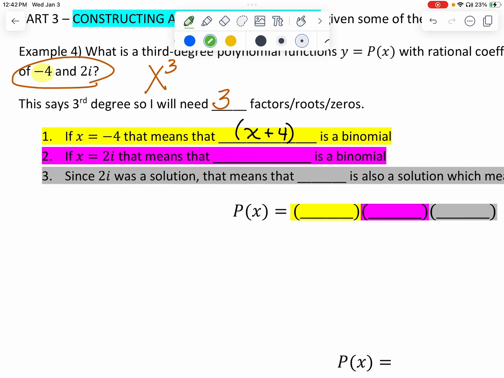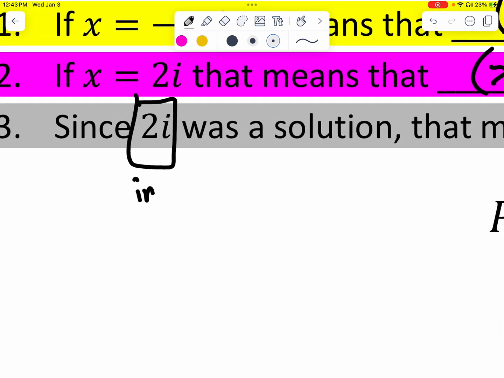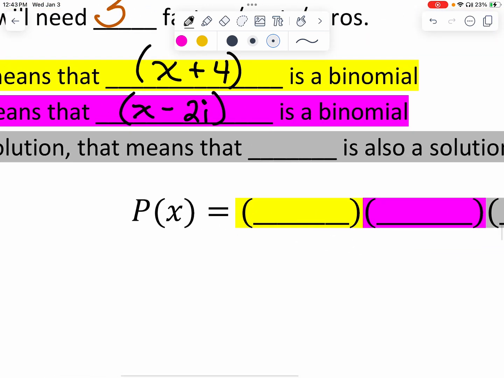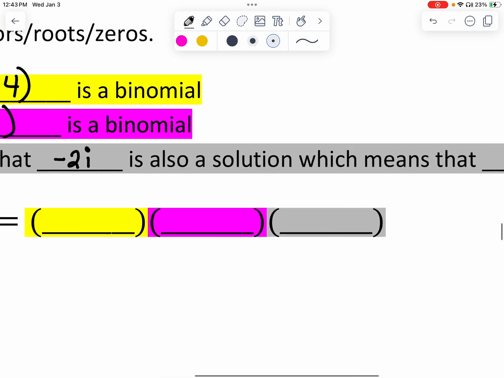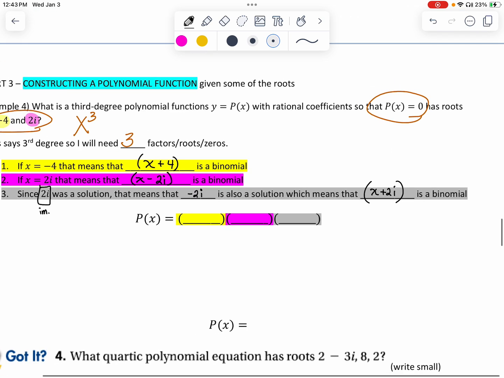Next, in that pinkish color, they're telling you that 2i is an answer, right? So if 2i is an answer, that's actually going to imply quite a few things. That's going to imply that x minus 2i was a binomial, because if you solve for x, you would get positive 2i. Now, the next thing that we really have to gather is from this information up here. Since positive 2i is imaginary and it was a solution, that must mean that its conjugate pair of -2i is also a solution, which means that the binomial that it came from would be x plus 2i, because if you solve that for x, you would get -2i. So it's very important that you realize that this purple and this gray go hand in hand.